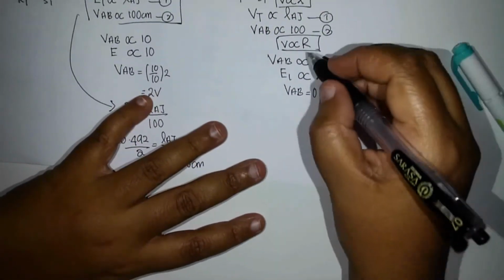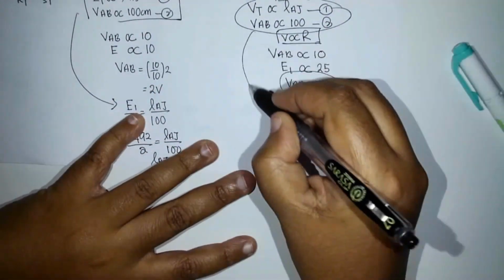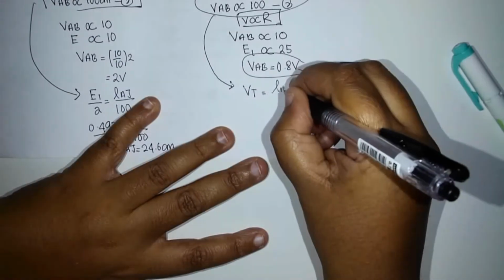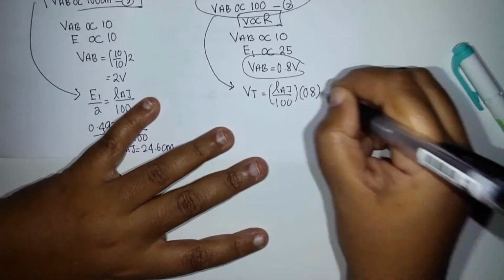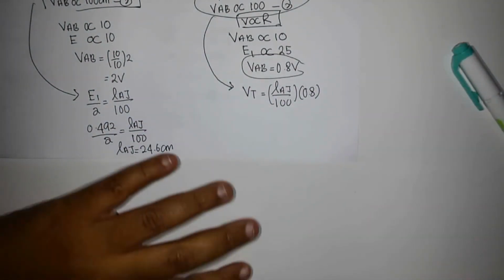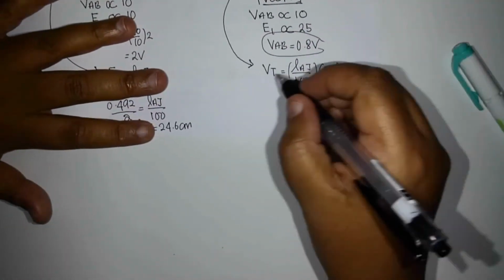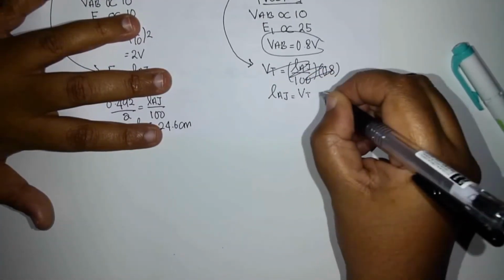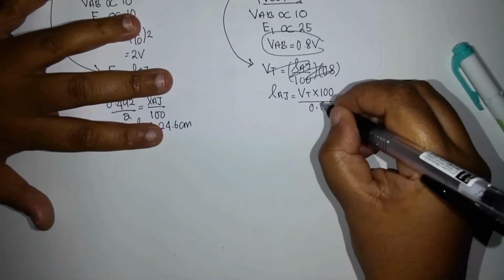Then I already use this concept. I got VAB. Now I go to these two concepts. So VT equals length AJ over 100 times 0.8. Sorry, we're supposed to find the balance length. So we arrange length AJ equals VT times 100 divided by 0.8.